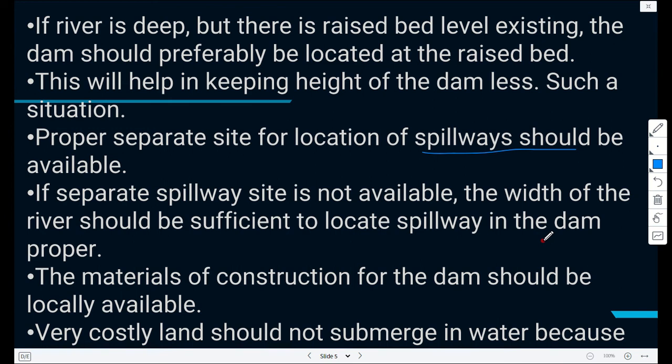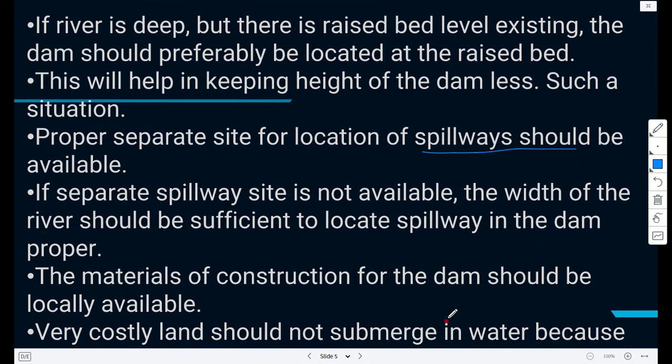You must provide space to build it, and if there is no such space, then we are saying the width of the river has to be wide enough to allow the construction of the spillway. The construction dam material should be available. I have said this. If you're talking about an earth dam or a concrete dam, the material has to be available.